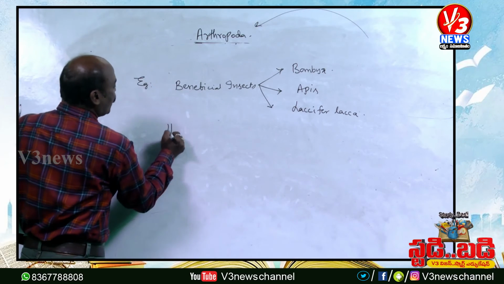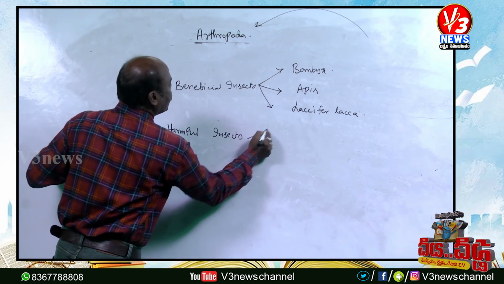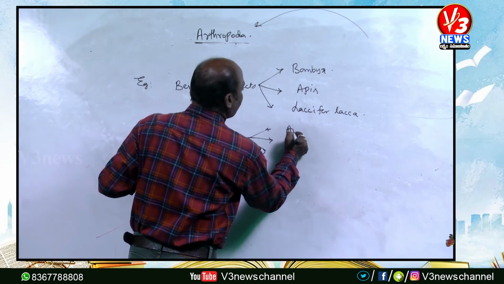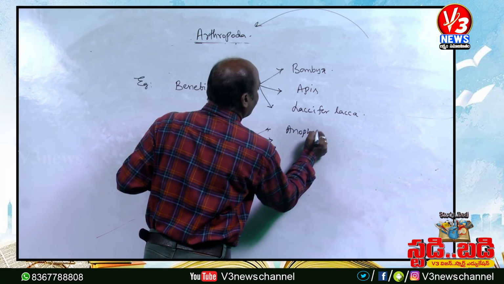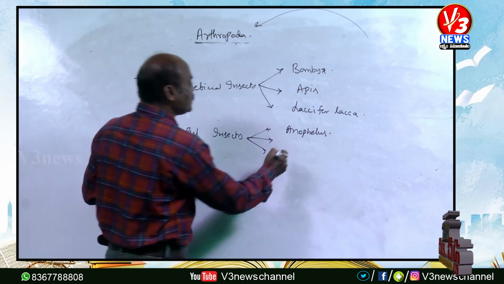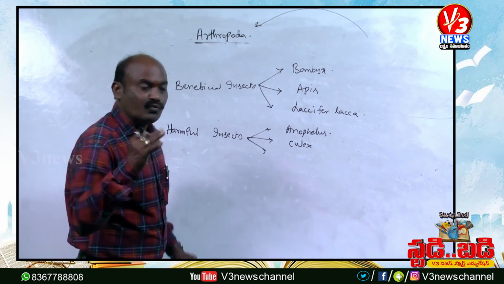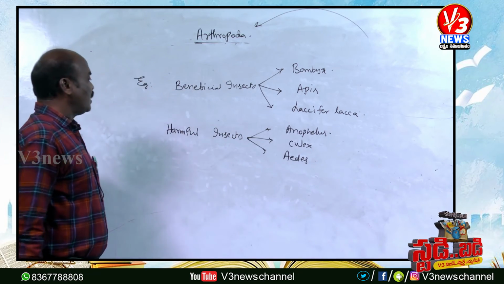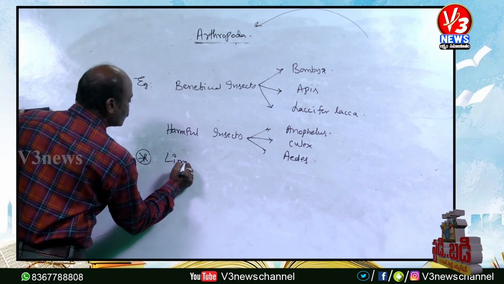Also some harmful insects are there. Harmful insects can spread the most dreadful diseases. For example, malaria is spread by the female Anopheles mosquito. Filariasis or elephantiasis is spread by Culex, and chikungunya and dengue fever are spread by Aedes. These are all mosquitoes.